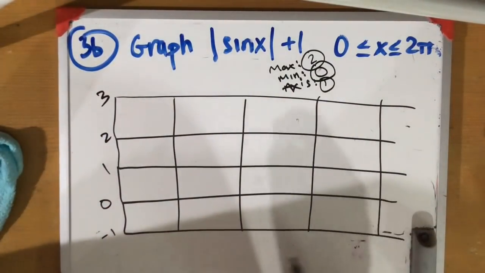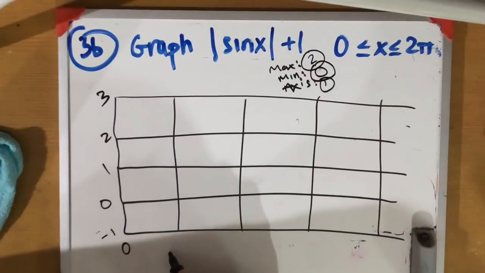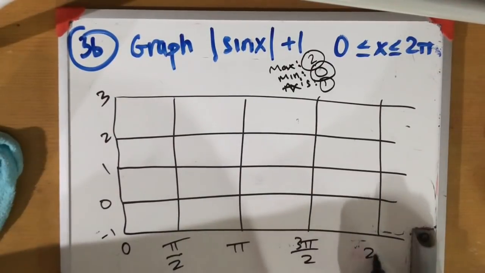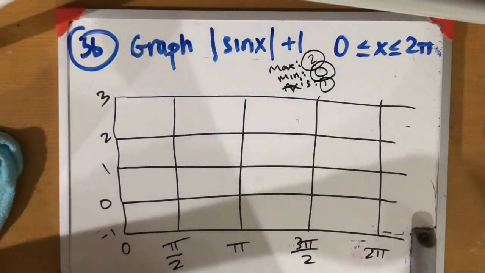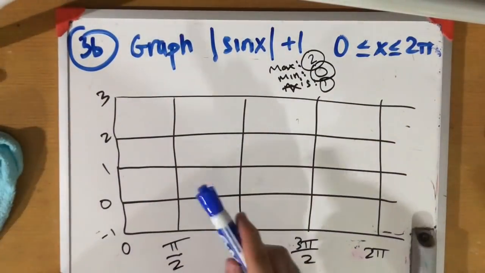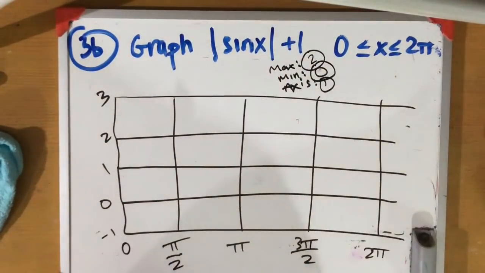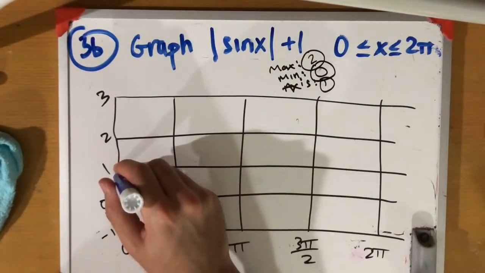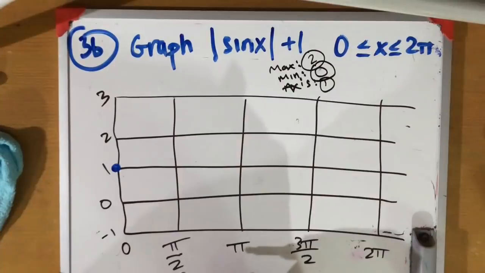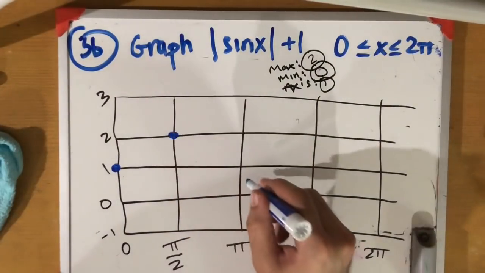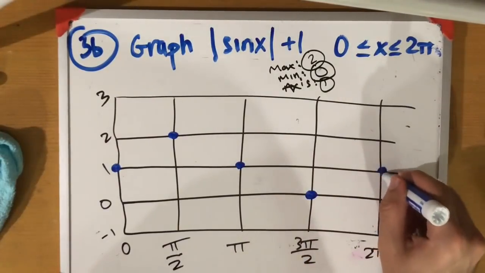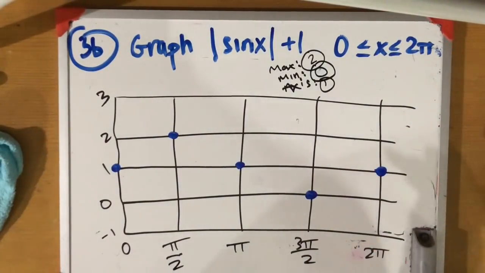Again, we're going in radians, so that would be 0, pi over 2, pi, 3 pi over 2, and 2 pi. So we're all ready to go. We just have to graph this as if the absolute value wasn't there. We'll apply the absolute value after. Sine starts at axis, then goes to max, axis, back to minimum, and then to axis.